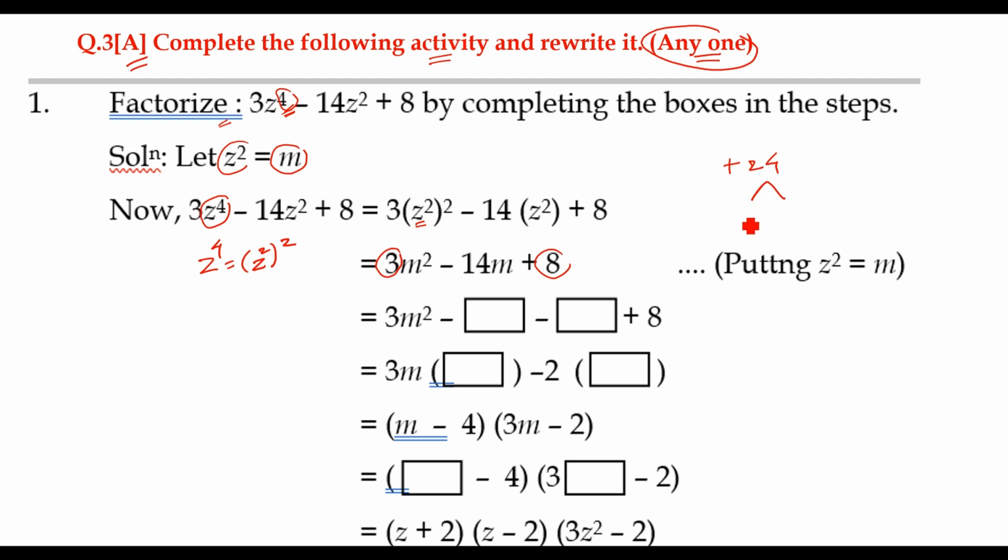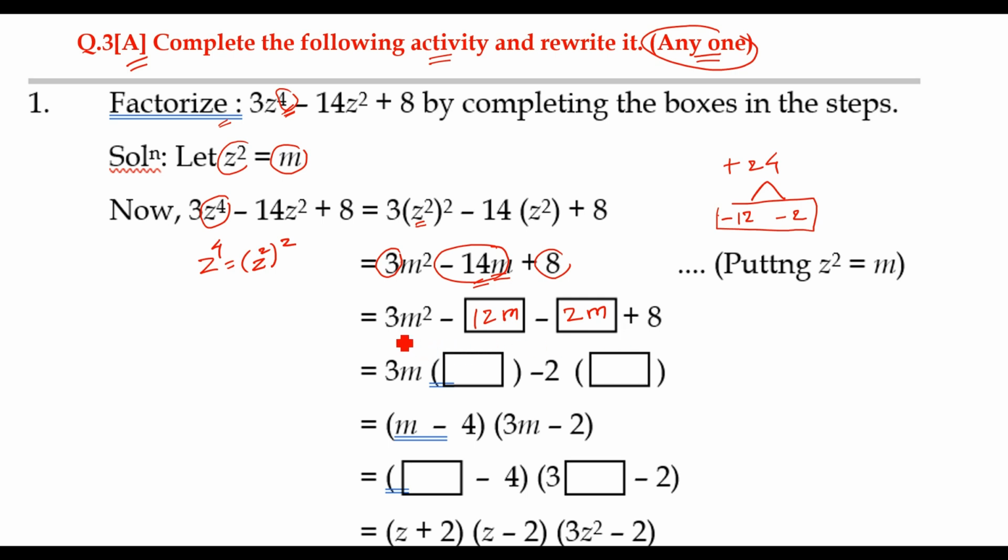So plus 24 has to be factorized so as to get the middle term as minus 14. You can write minus 14 as minus 12 minus 2. My sum will be minus 14, and the product as per the requirement, minus multiplied by minus is plus, 12 times 2 is 24. Therefore this minus 14m can be split into minus 12m minus 2m, which will come in these two brackets.